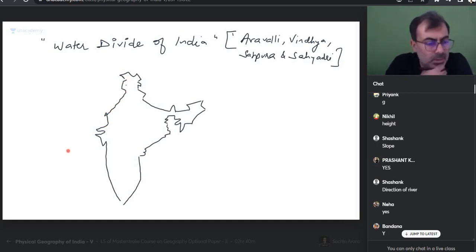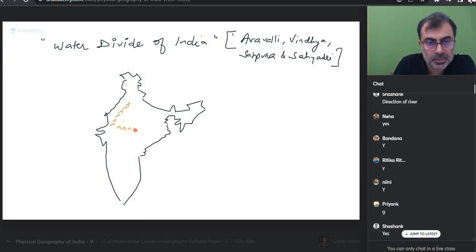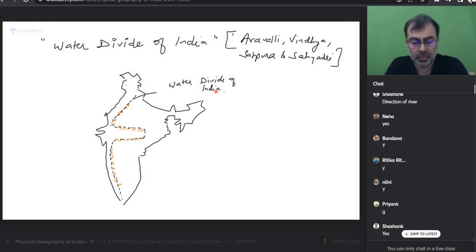Is everyone with me on this? We're talking of the water divide of India. Do we know that this is Aravali? This is Vindhya. This is Satpura. This is Sahyadri. An imaginary line which passes through all these ranges will be called the water divide of India. Is everyone okay? Water divide समझ में आ गया?